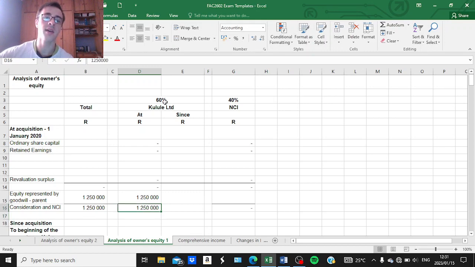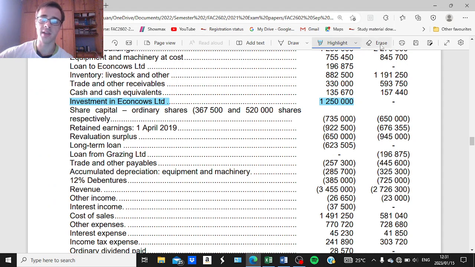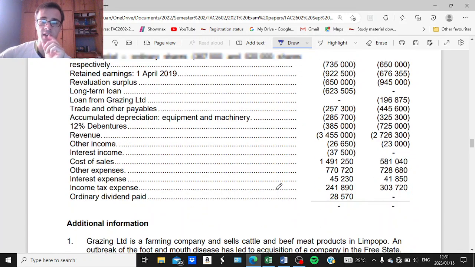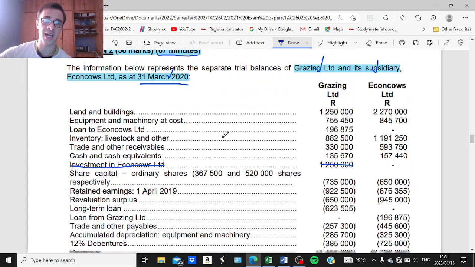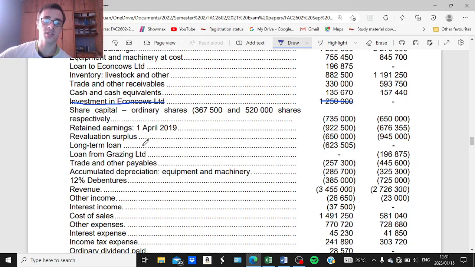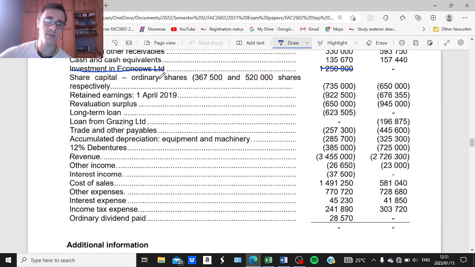Consideration at NCI. At acquisition, the parent has paid 1.25 million for its investment in Consolidated Ltd. And since we have already entered this amount as part of our calculations, we could just cross it out. There is not even enough information at this stage for us to determine the percentage interest of the parent in the subsidiary.